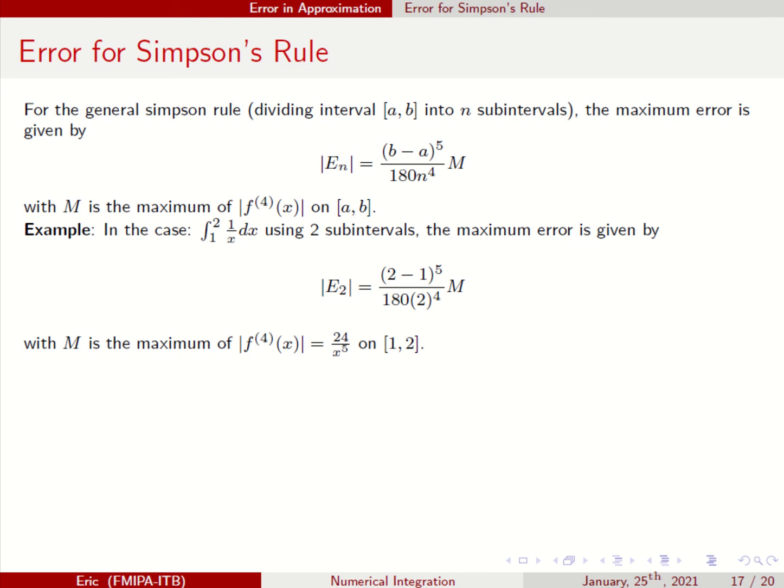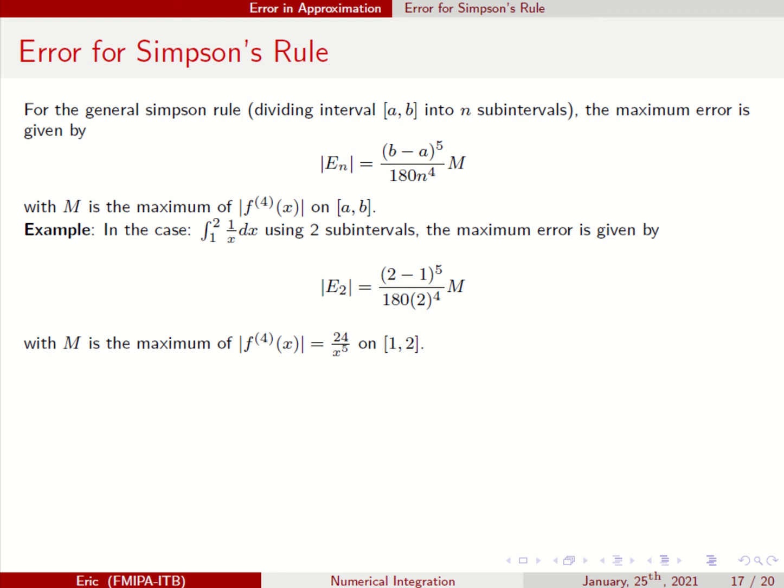In this example, we want to find the error of approximation of the integral from 1 to 2 of 1 over x dx using two subintervals. The maximum error is given by (2 minus 1), since b is 2 and a is 1, with n equal to 2 subintervals, so 2 to the power of 4, times 180, times M. But we have to find M. What is M? M is the maximum of the fourth derivative of f at x.